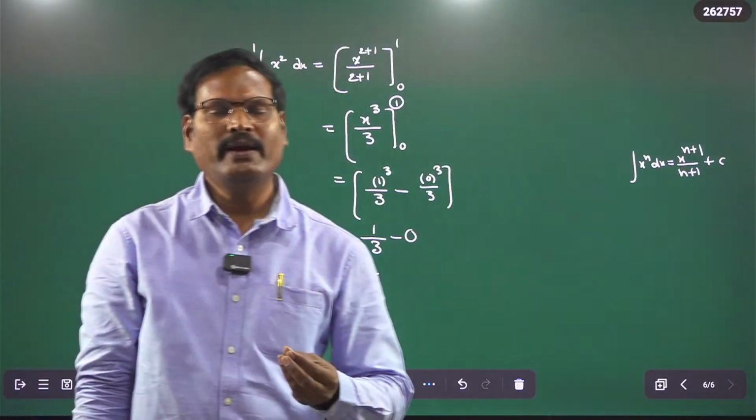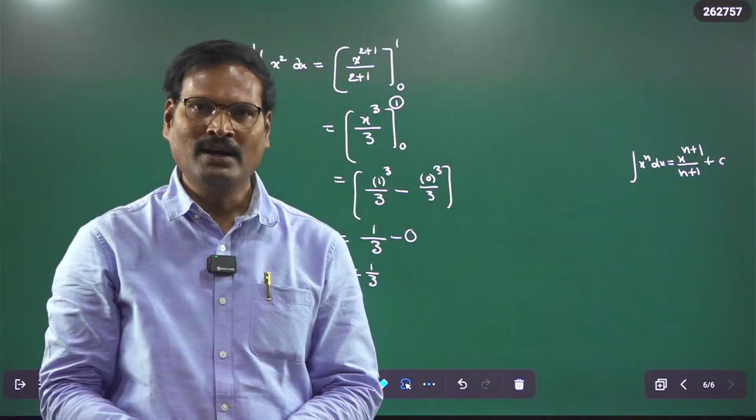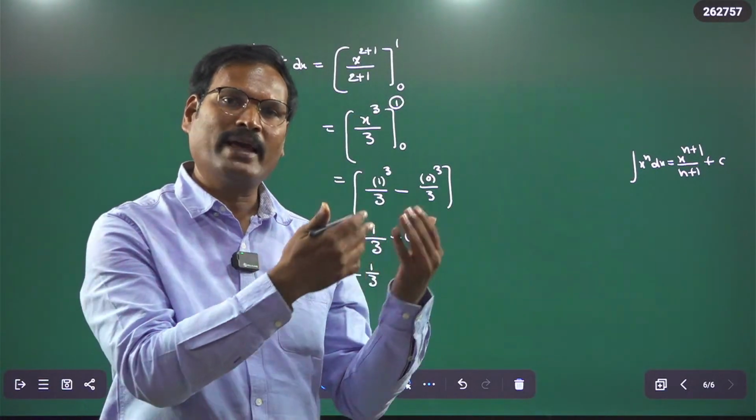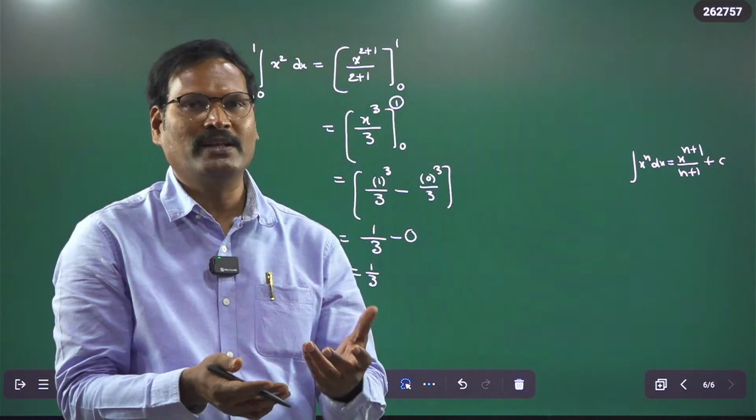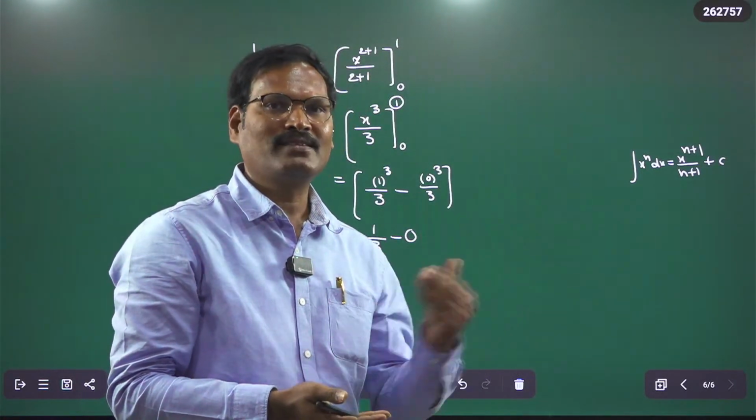So like this we can solve many definite integrals by using indefinite integral formulas. We can also use procedures like the substitution method. We have learnt different methods in integration now, so we can use those methods here.